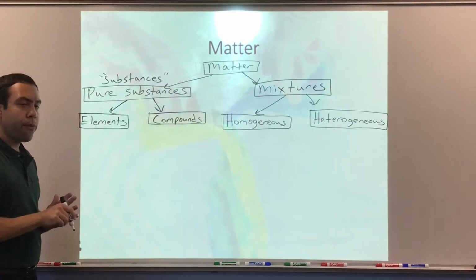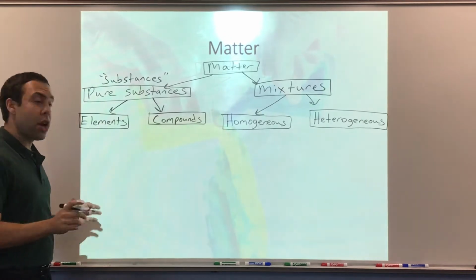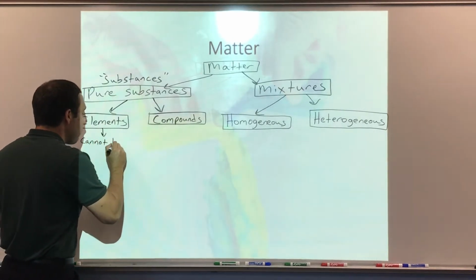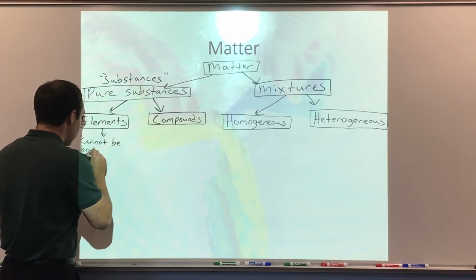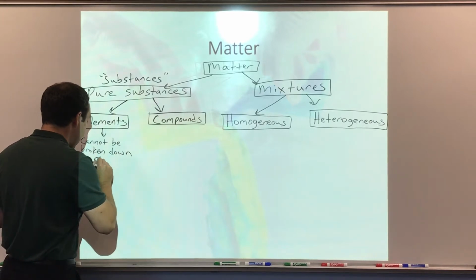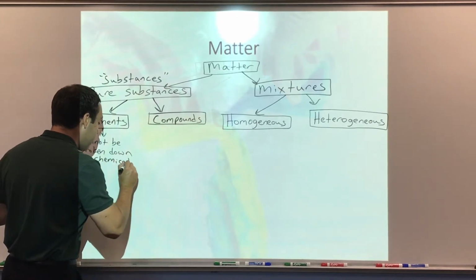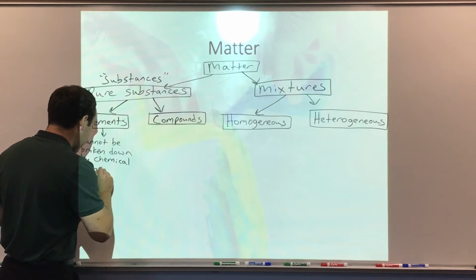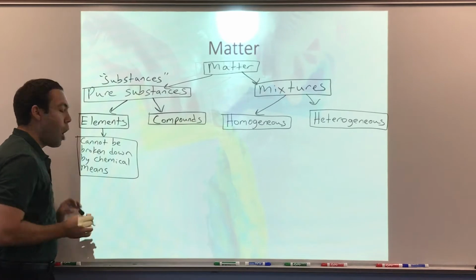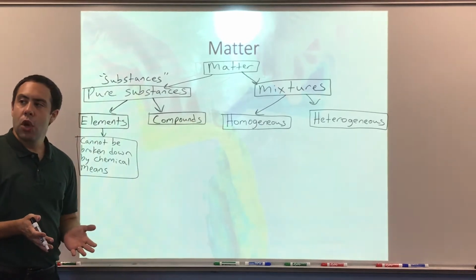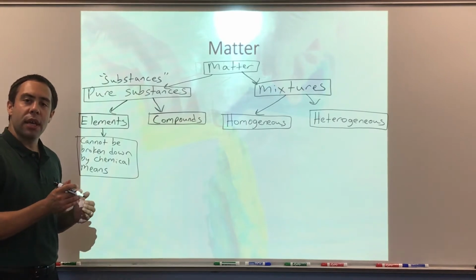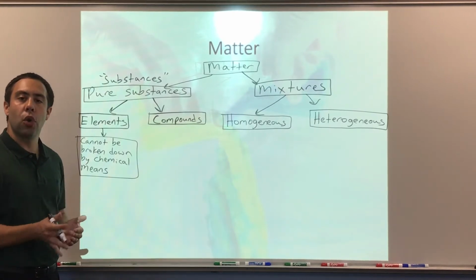An element, a phrase you'll frequently see on the Regents, cannot be broken down by chemical means. On the periodic table of elements, we have 118 different elements, and they're represented by either a capital letter or a capital letter and a lowercase letter.